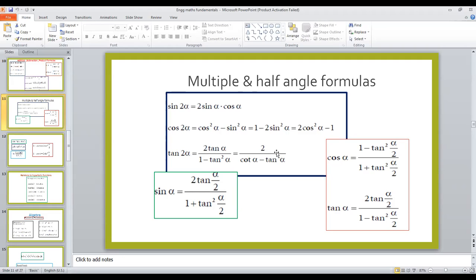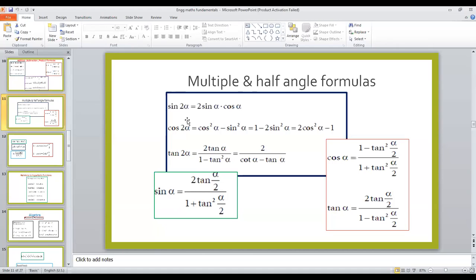And then the next formula is 2 upon cot alpha minus tan alpha. So we are not using this formula. As usual, we are using the formula of 2 tan alpha upon 1 minus tan square alpha. Now construct the sine alpha formula in terms of tan. Yes, how do you construct that formula?